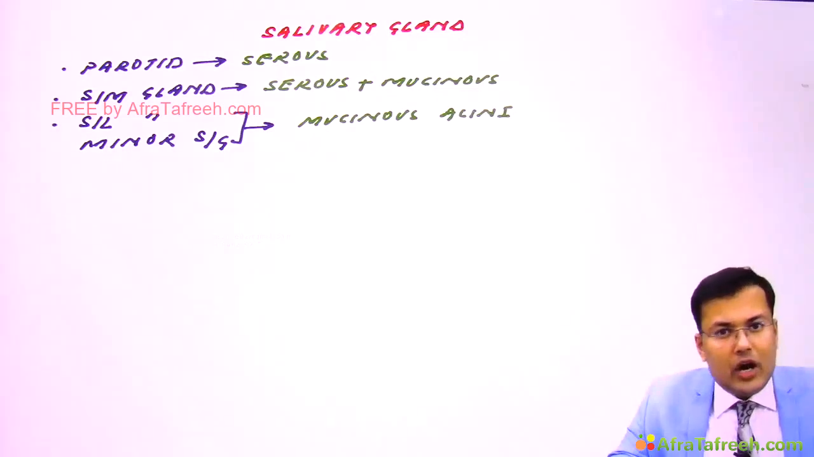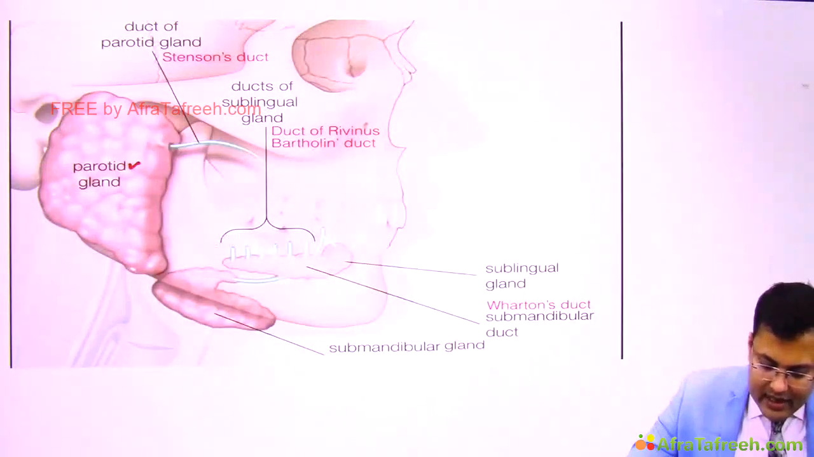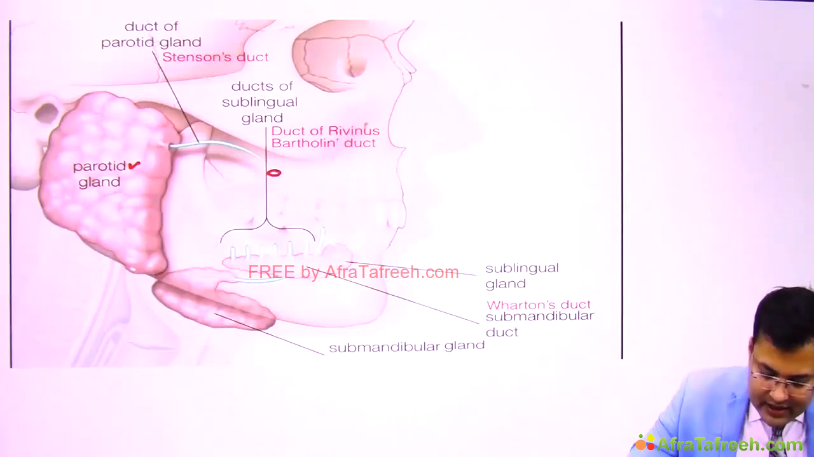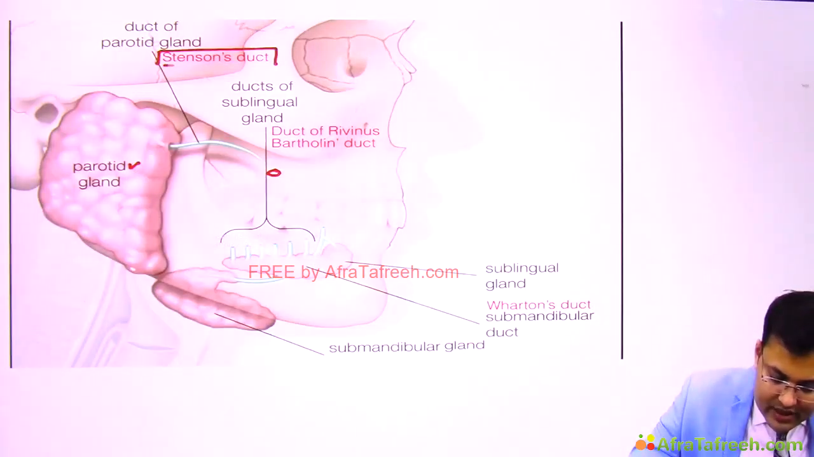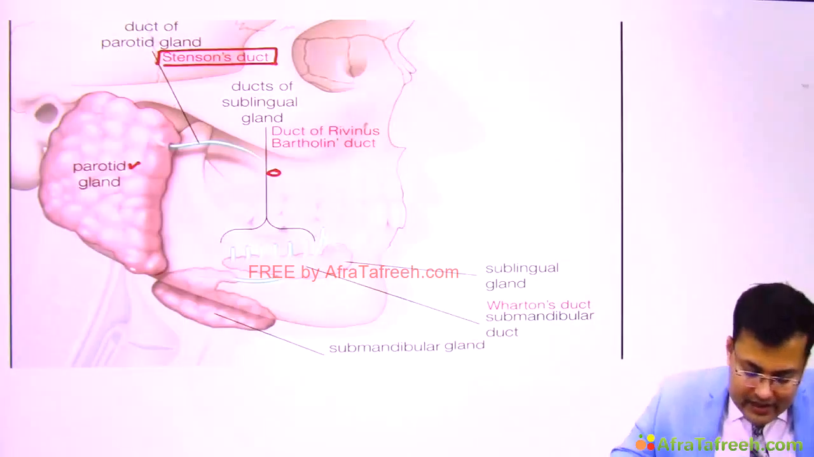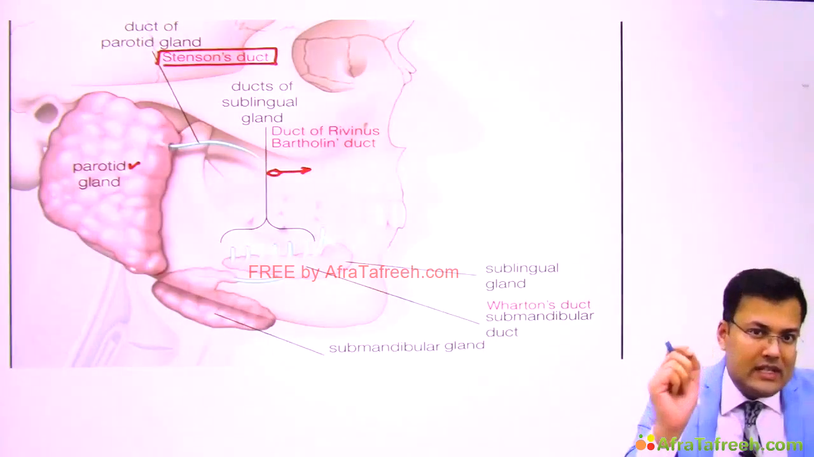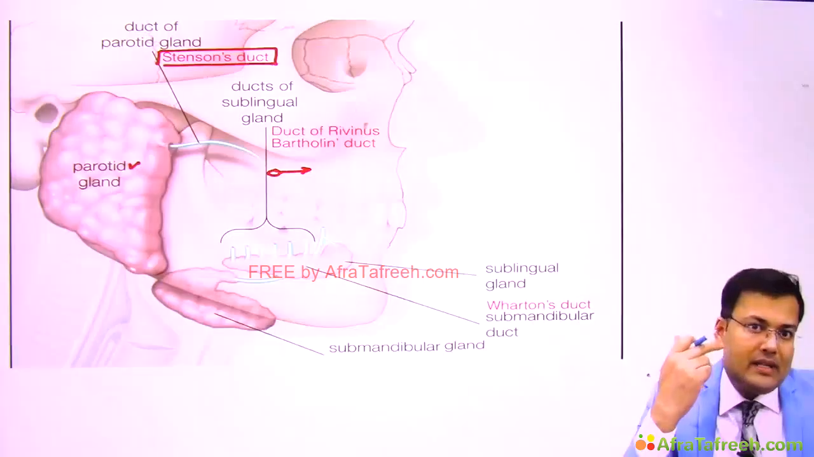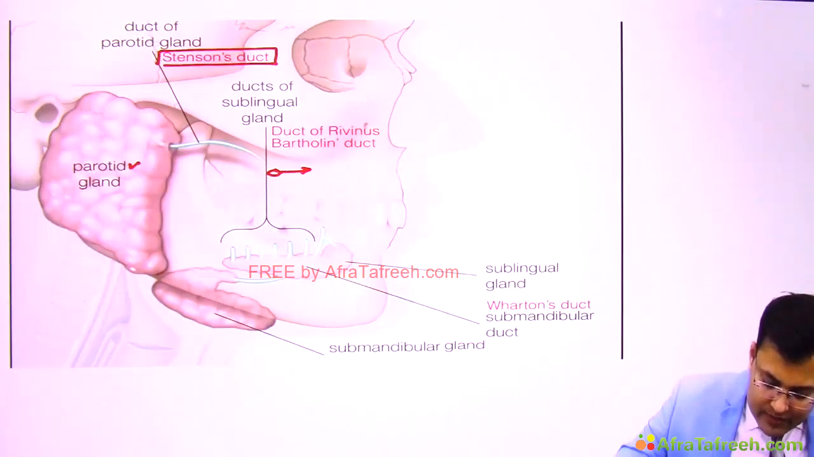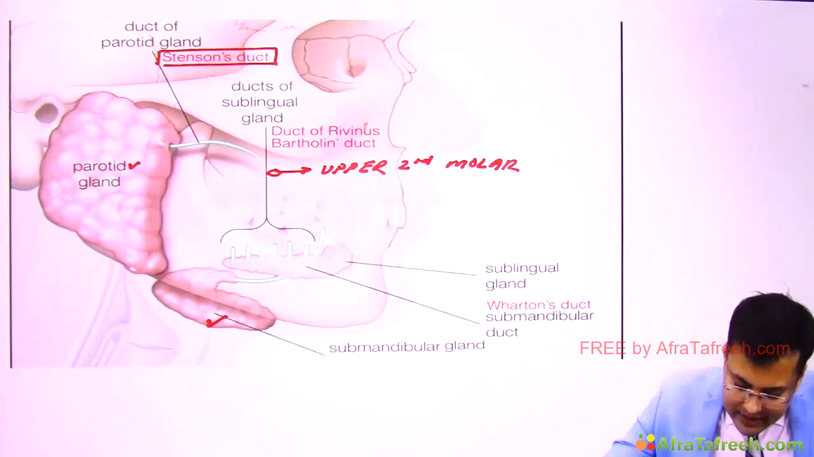Now what are the names of the ducts of the major salivary glands? See, this is the parotid gland and this is the duct of the parotid gland. What is the name of the duct of the parotid gland? It is Stenson's duct, and where is it going to open? It is going to open near the upper second molar. So the location of opening is near the upper second molar.